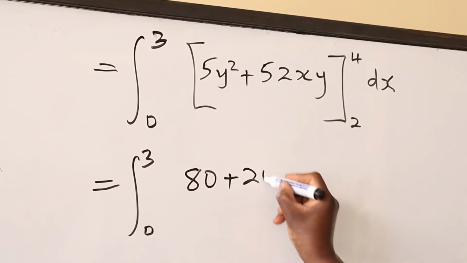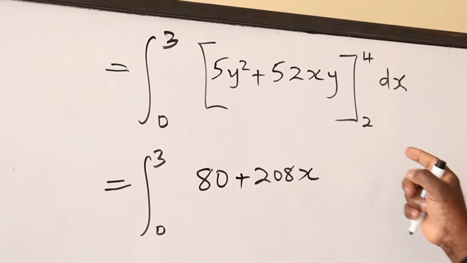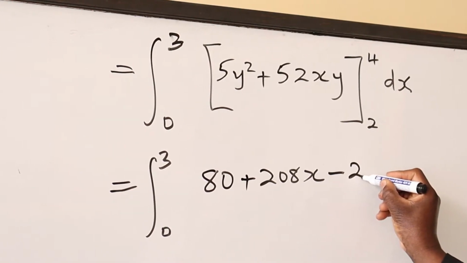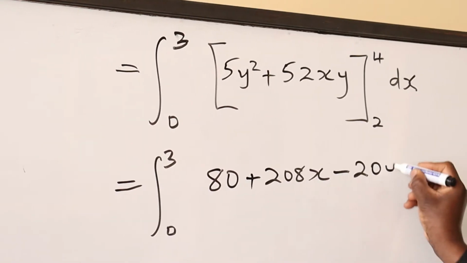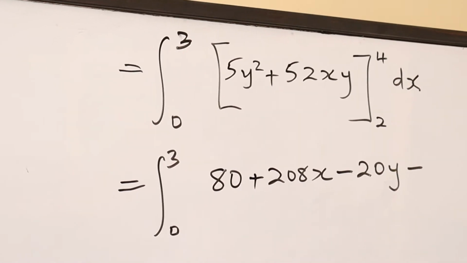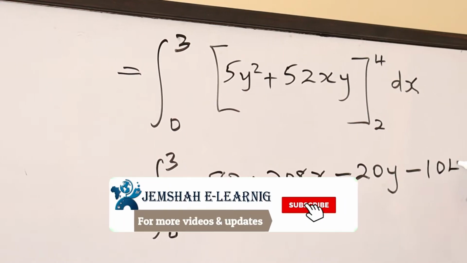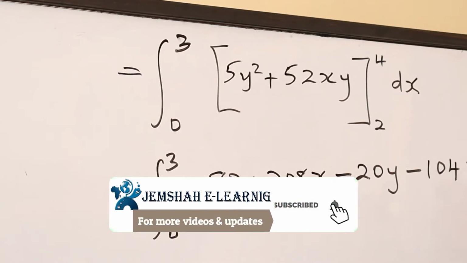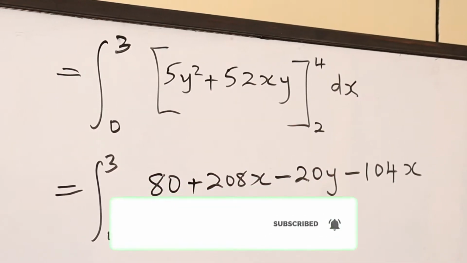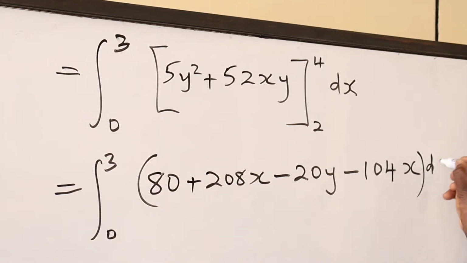So we have 80 there, plus 208x, minus 20y, minus 1 over x, dx.